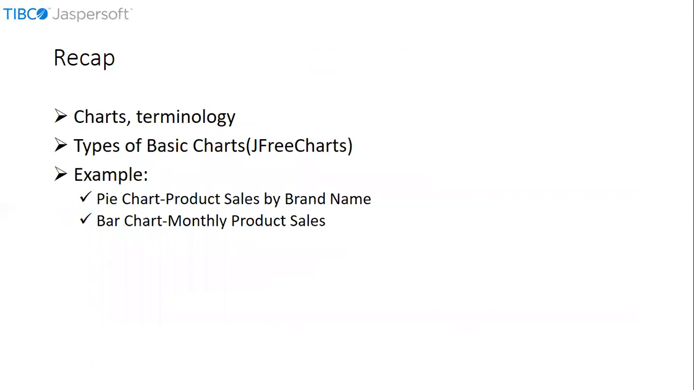So we have firstly seen the basics of charts and the key terminology that we use with the charts and graphs. Then we have taken a look at the different types of basic charts available in the studio. And finally, we have seen how we can create a pie chart and how we can create a bar chart based on product sales data. And lastly, we have seen what the advanced concepts with the basic charts are.